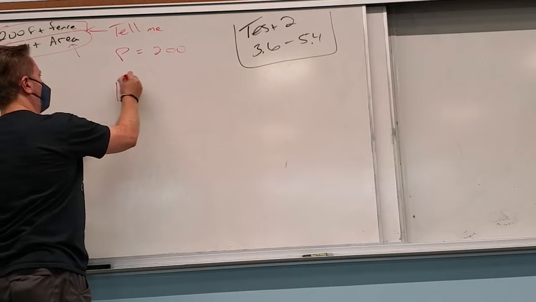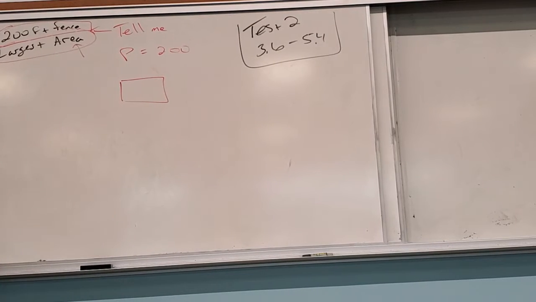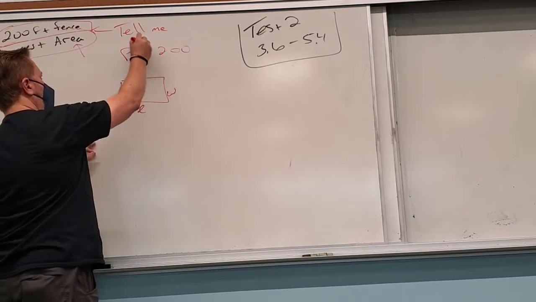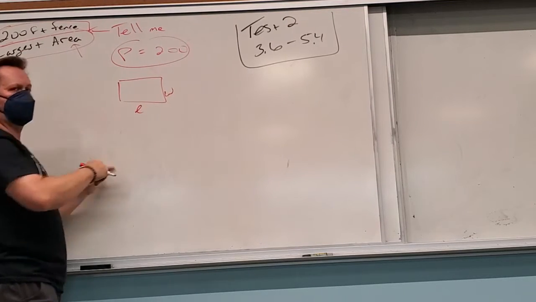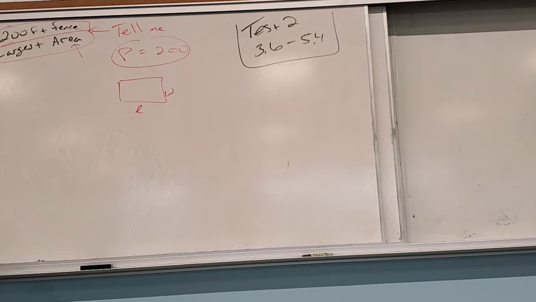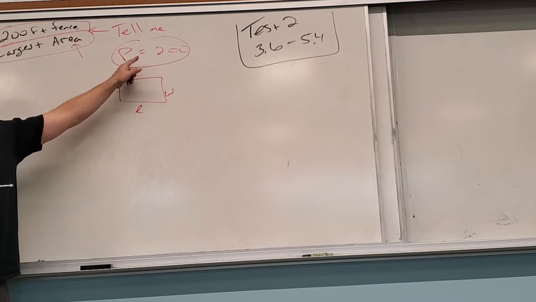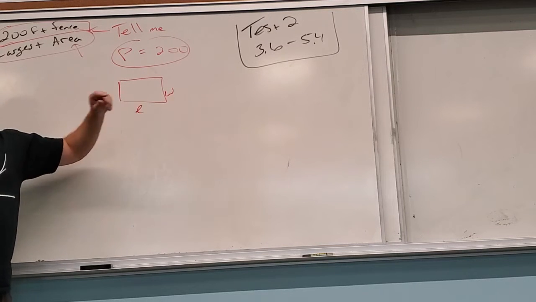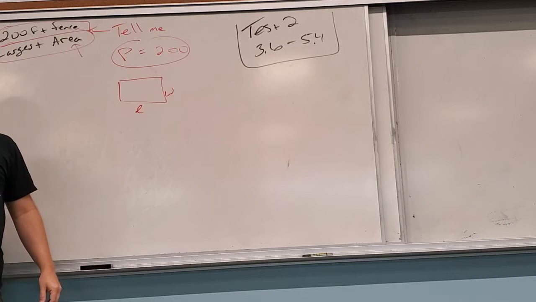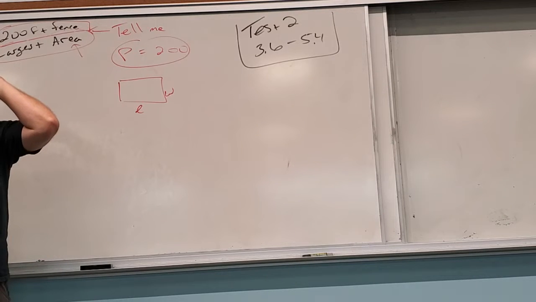So let's draw a rectangle. What are the unknowns about this rectangle? Length and width. But from this, how do I know that these must relate? From this fact, I know the perimeter is 200. How must these relate to each other? Say what?